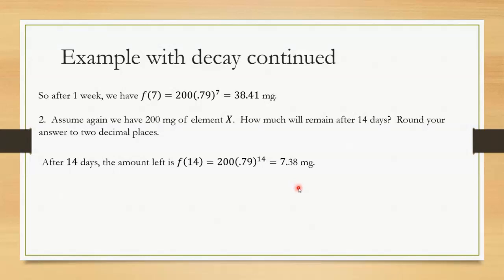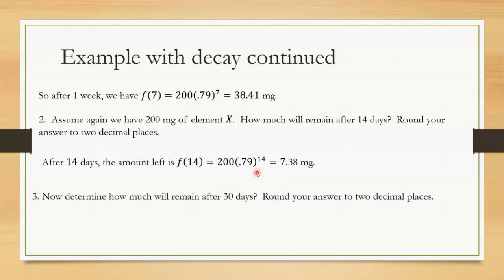Okay. And now what's interesting is, yes, it's getting smaller how much is left, but you're never going to have 0. In other words, exponential functions will never give you an output of 0. They get very close to 0, but you can never get 0. How much is going to be left after 30 days? Well, in that case, your X is 30 and you get 0.17.